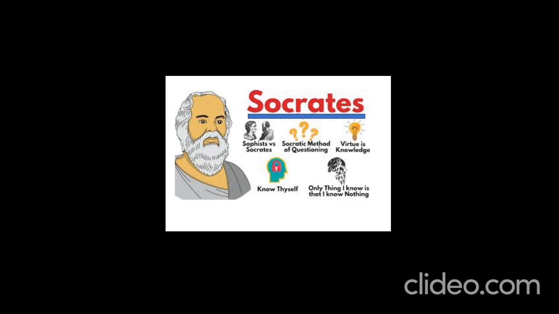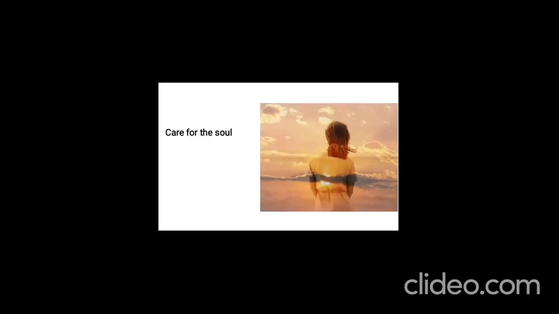Then, virtue is knowledge. He argued that a good person cannot be harmed, and that anyone who knows what virtue is will act virtuously. People do wrong, in his view, only because they are ignorant of what is really good. Then, care for the soul. Socrates prioritized care of the soul, or the cultivation of virtue and wisdom. He believed this was more important than external goods like wealth or status.